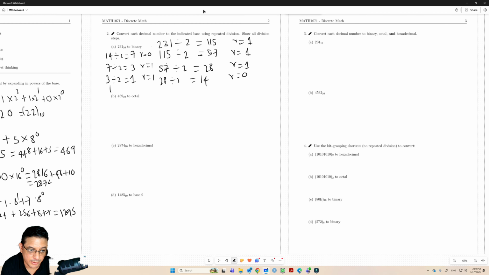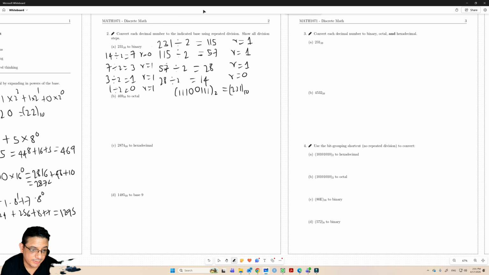And then, of course, 1 divided by 2 is 0, with remainder 1. So now the way that we're going to set up our number is we're going to go backwards. Notice that we have 1, 1, 1, then 0, 0, then 1, 1, 1. So we're going to represent this as 1, 1, 1, 0, 0, 1, 1, 1 in binary, so base 2. So now this is my new representation for 231 in base 10.